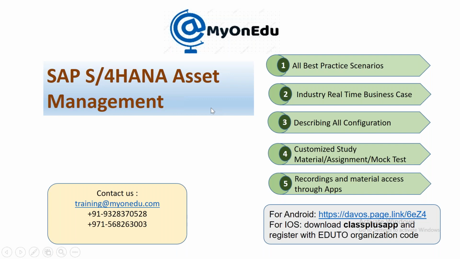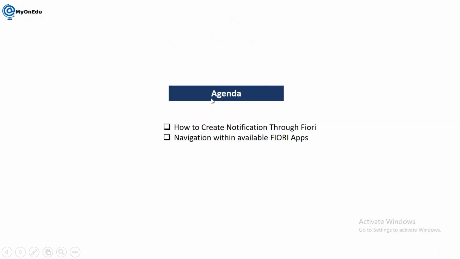In this session, my agenda is to explain how to create a notification through FIORI. In the previous session, we understood how we can create a notification through the GUI, graphical user interface, in the IW21 transaction. I had taken one example: there is one township having different buildings, these buildings have floors, and within floors we have apartments. The tenant staying in a particular apartment got an issue with the AC. He informed customer care, and customer care creates a notification by collecting all the details from the tenant, and then it is taken forward.